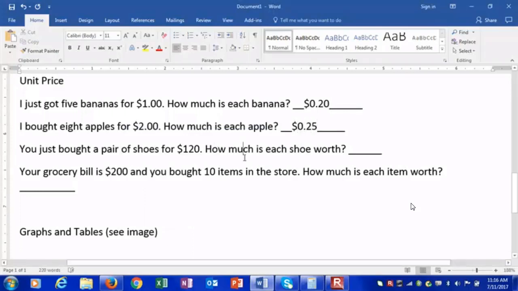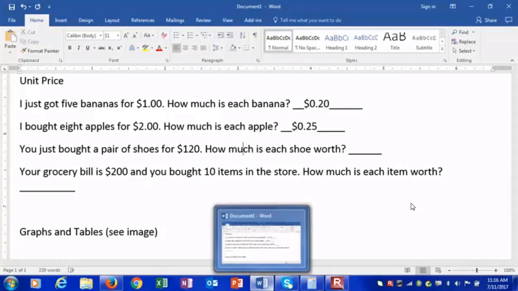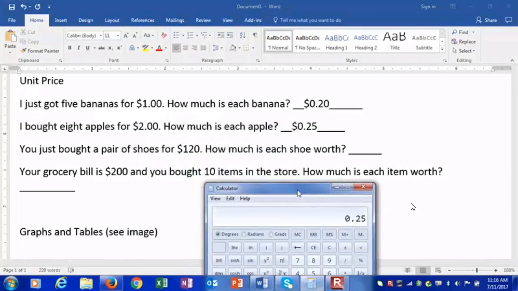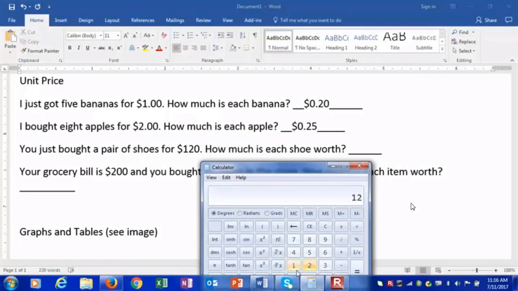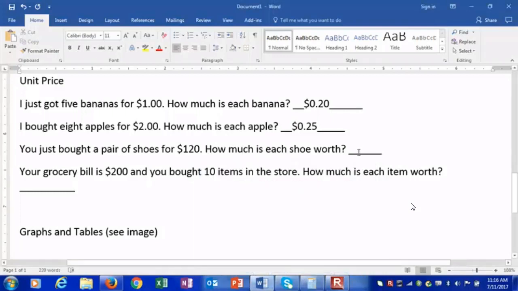Okay? You just bought a pair of shoes that, of course, you absolutely love because they're $120. How much is each shoe worth? Now, remember, we didn't talk about a bulk of shoes. We said a pair, and a pair is 2 shoes. So, if you bought a pair of shoes for $120, let's pull our calculator back out. 120. Divide that by 2. And we get 60. How much is each shoe worth? $60. Because in order for you to get a pair, you had to do 60 times 2 to get 120.